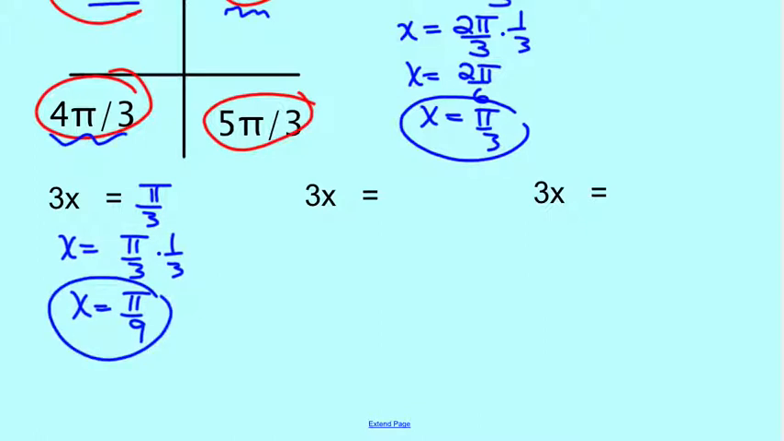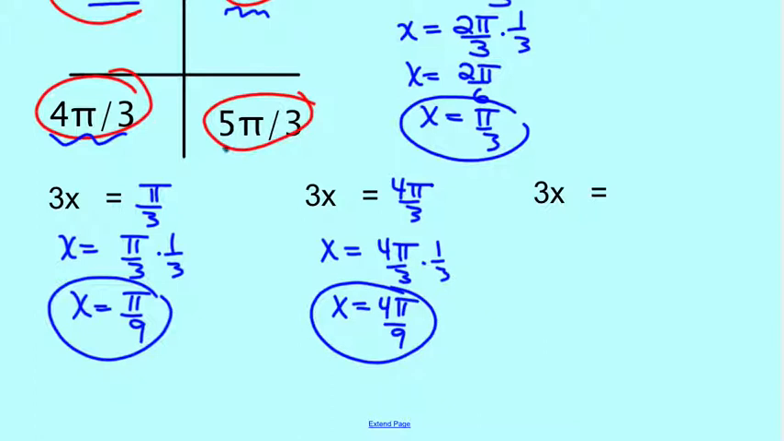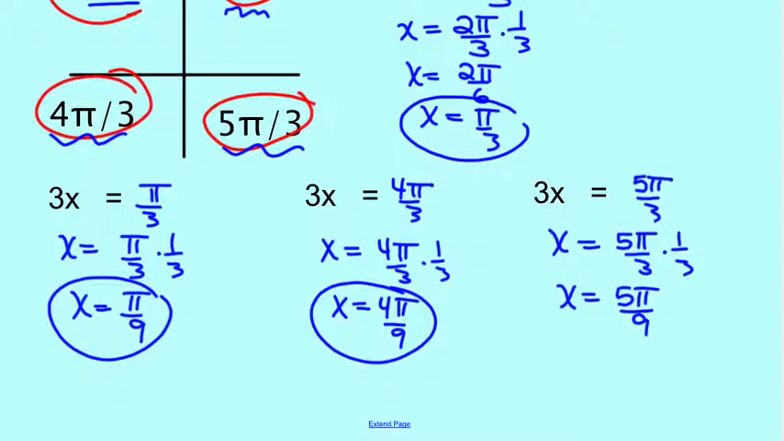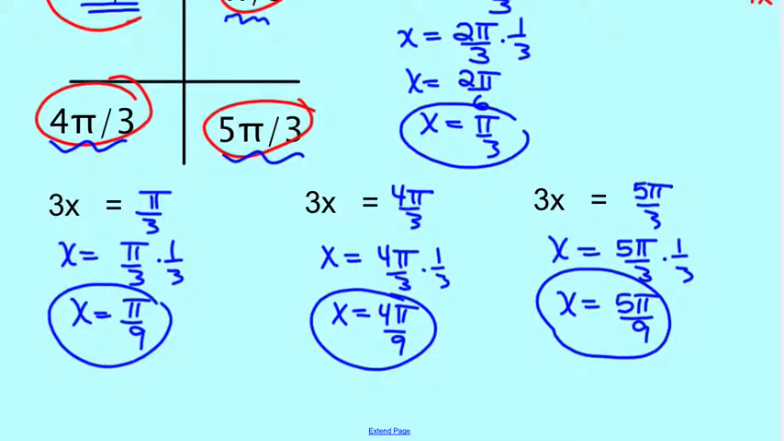This one next, 4π/3. Multiply by 1/3 both sides. And you get 4π/9. Last one, 5π/3. Multiply by 1/3. Again, you're only doing this if you have a number larger than 1 in front of your x term. So there are your 4 answers.